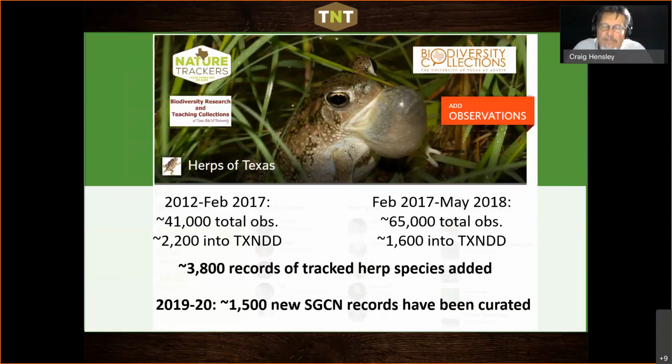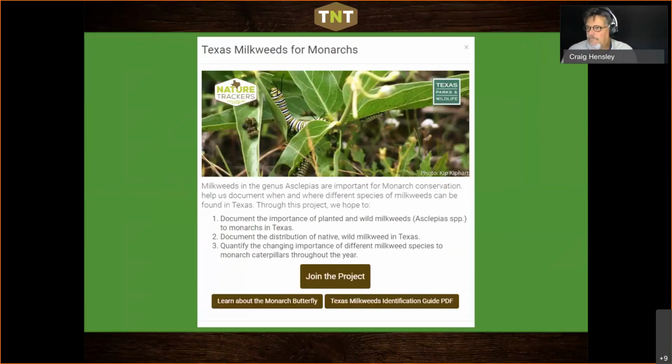And in 2019 and 2020, we did another pull of data and got another approximately 1,500, a little bit less than that, SGCN records that were added to the database. And we are in the process right now of doing another data pull that hopefully will result in additional new observations that go into those records, so that we get a better understanding about this group of animals in Texas. Another project just to highlight, because they're easy to take pictures of, are the Texas milkweeds for monarchs.